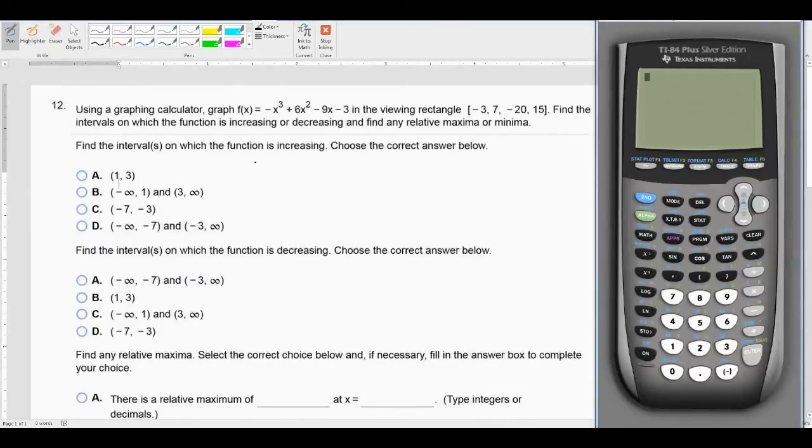Looking at this problem, it's asking us to use a graphing calculator, which I'm using the TI-84, to graph this function on this view rectangle, which we'll take a look at. And then we're going to look for an increase, decrease, and any max or min that may exist. And I'm going to use a calculator to be very specific if I need to. So let's go to y equals, because anytime you see f of x, that's the same thing as y.